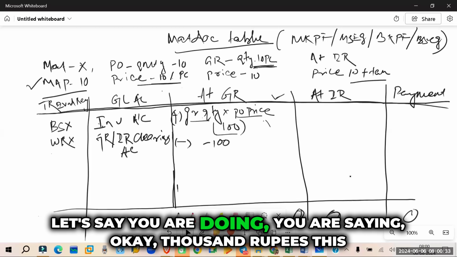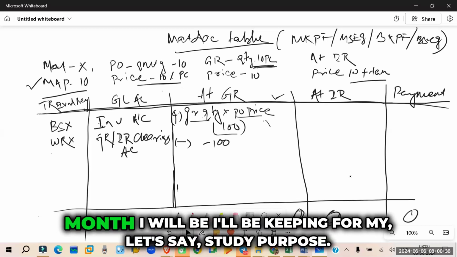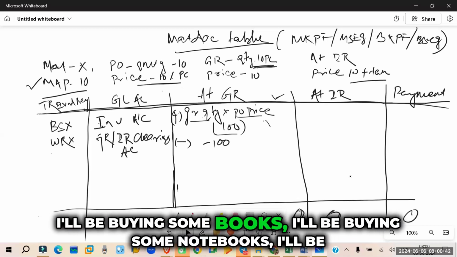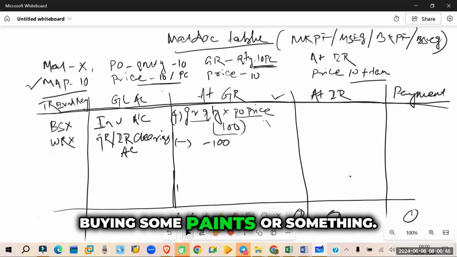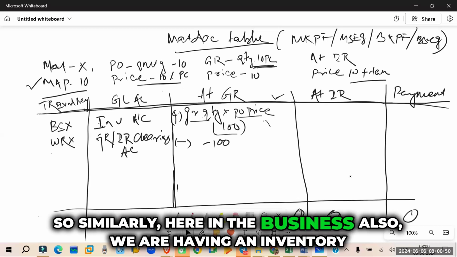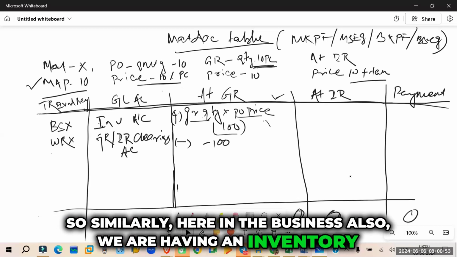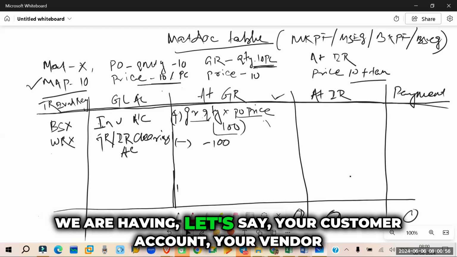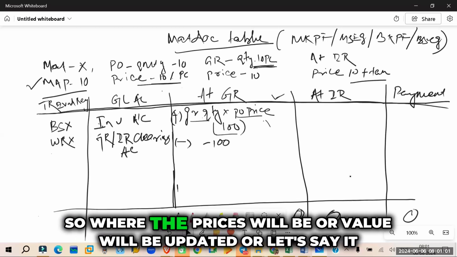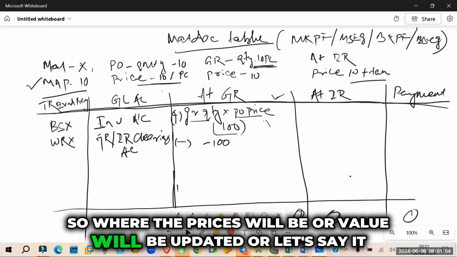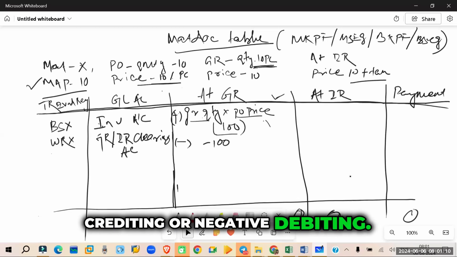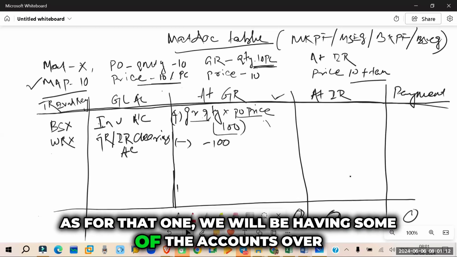Let's say this month you keep 1,000 rupees for study purposes. I'll be buying some books, notebooks, pens or something. So that is your study account. Similarly, in the business also we have an inventory account, a customer account, a vendor account, where the value will be updated, credited or debited, and as per that we will have the accounts over there.